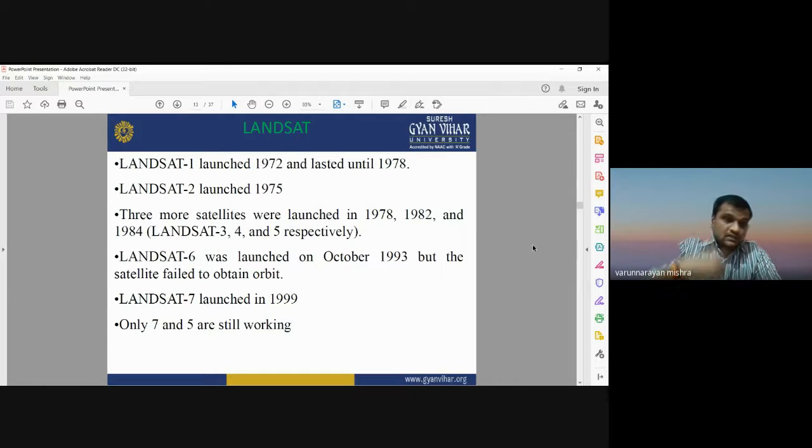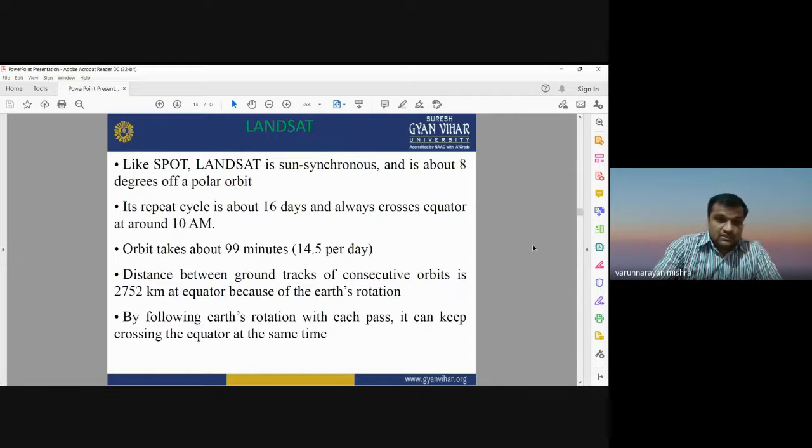Out of all the satellites launched starting with Landsat 1, only Landsat 7 and Landsat 5 are still working, and recently the Landsat 8 satellite was launched in 2013, and it is also providing data sets in different multispectral bands, different multispectral images.